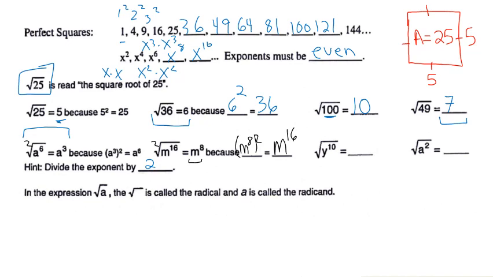The same thing with y to the 10th. It's really like dividing that exponent by 2, right? Because there's a little imaginary 2 right there. And so 2 goes into 10 5 times. So that's going to be y to the 5th.